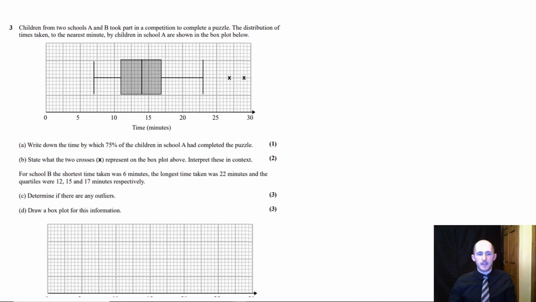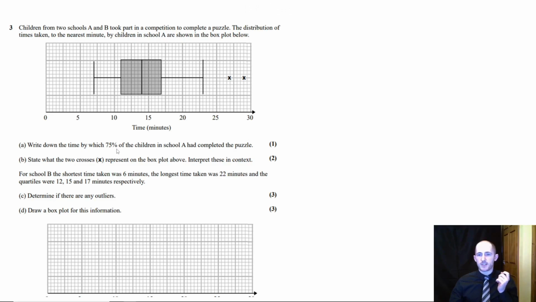And here we go. So here's a slightly different question. So again, it's still a box plot question though. So let's have a look-see. Children from two schools, A and B, took part in a competition to complete a puzzle. Their distribution of times taken to the nearest minute by children in school A was shown in the box plot. So again, keep in mind, I'm just going to say it one more time, these box plot questions come up every single year in your exam. So we get this box plot, okay, it looks pretty easy to read. It goes up in 0.5s actually, which is quite interesting.